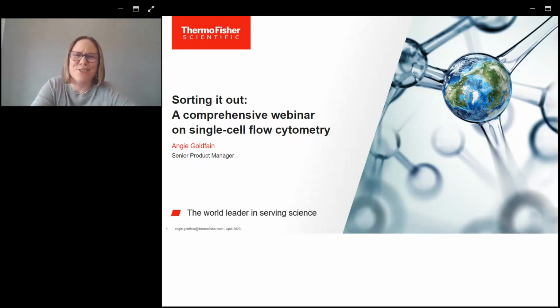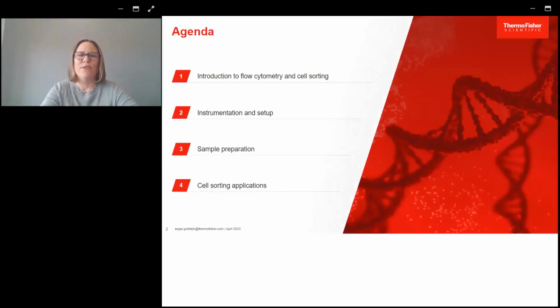Flow cytometry and cell sorting are growing areas in research. My hope with this seminar is to provide a basic overview of flow cytometry and some key areas to consider when adapting this technology to your single-cell research. I'll focus on a high-level overview of flow cytometry and cell sorting. We'll talk a bit about instrumentation and setup, sample preparation, and then some basic cell sorting applications to which this technology can be applied.